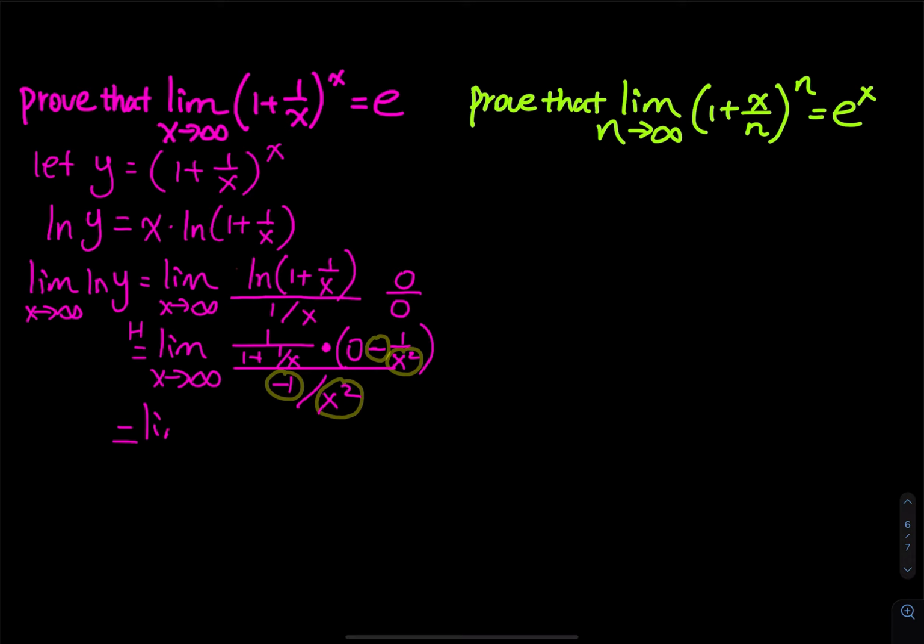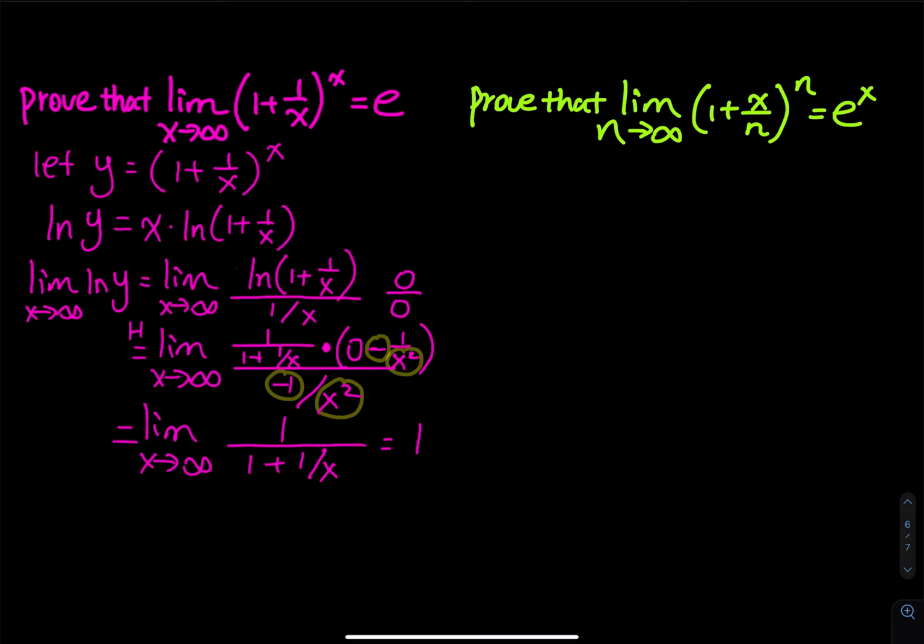So we have limit as x approaches infinity of 1 over 1 plus 1 over x. The top is just a 1. So when you plug in infinity, once again, this line is just rewriting the previous line. I only apply L'Hopital's rule right here. This line is just a rewrite, all right? So plug in infinity, you have 1 divided by 1 plus 0, right? Because 1 over infinity is just 0. So this is 1 divided by 1, that is equal to 1.